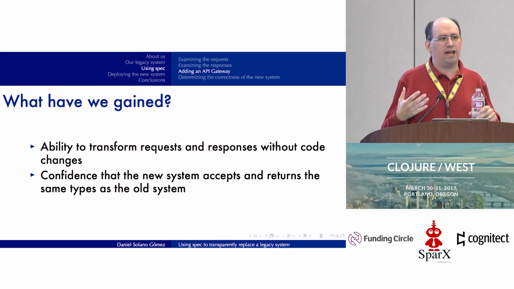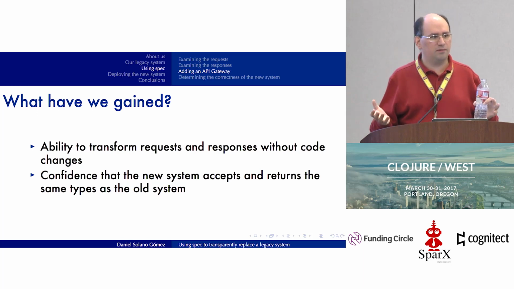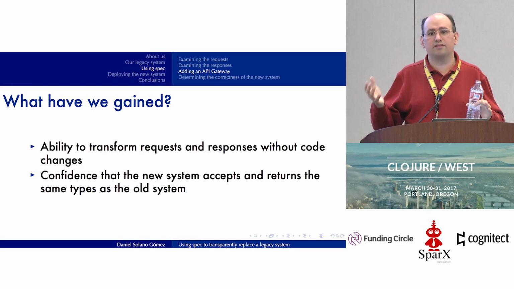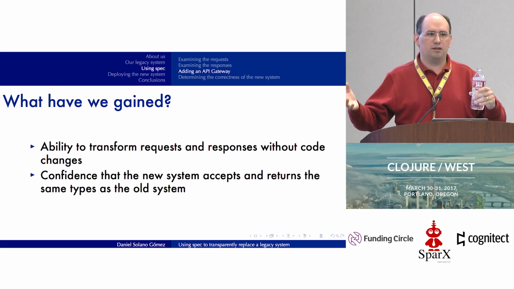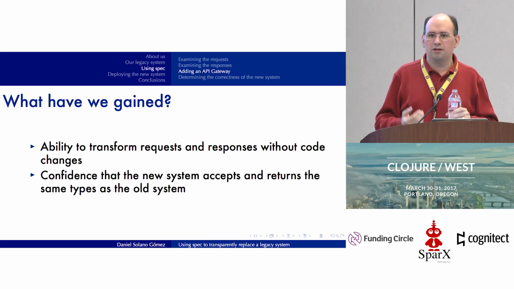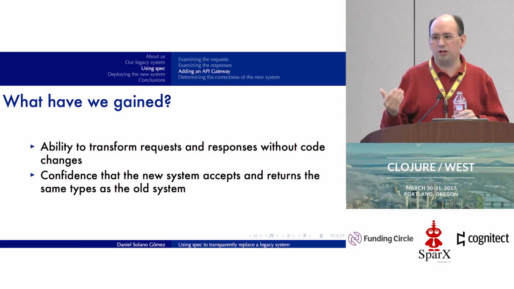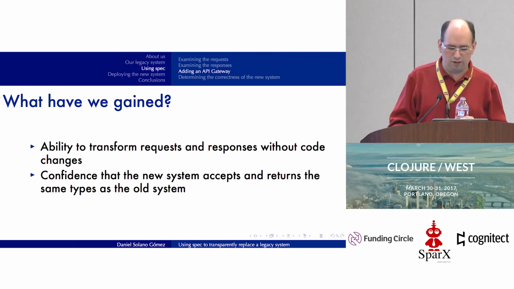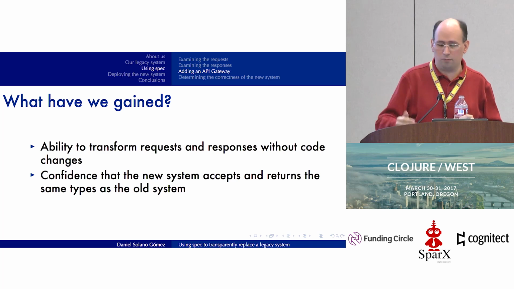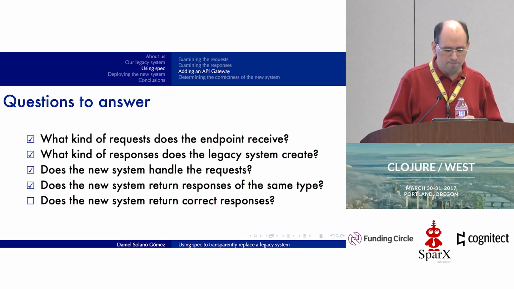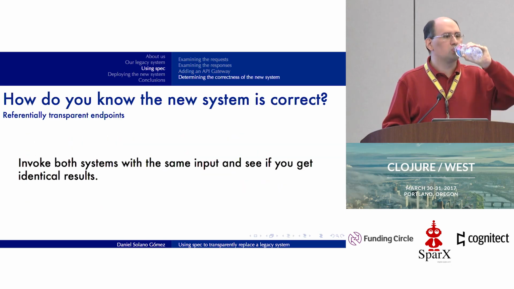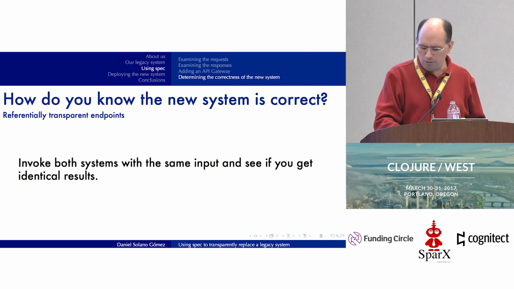So at this point, we have two systems that ostensibly behave the same way. They accept the same input, and they produce the same sort of output. But there's still the question: is the output correct? Are we actually returning the data that we're supposed to be? And that's the last of the 5 questions that we need to answer. So how do we do that?